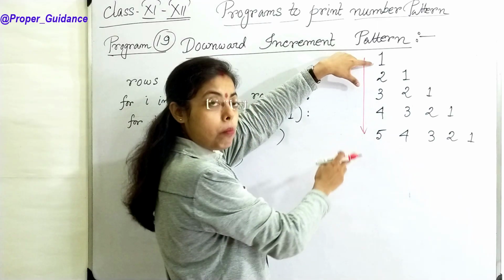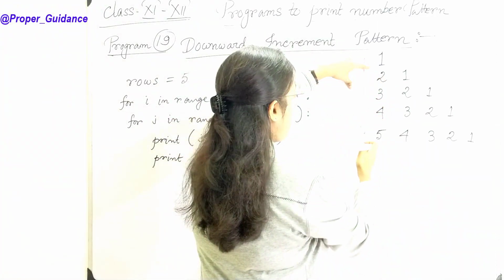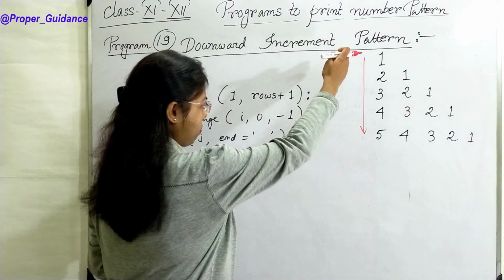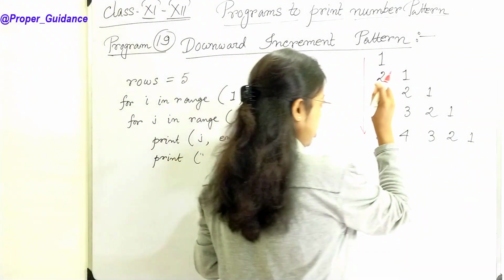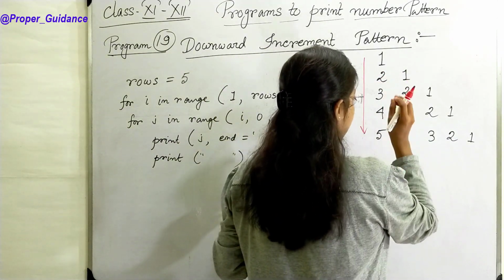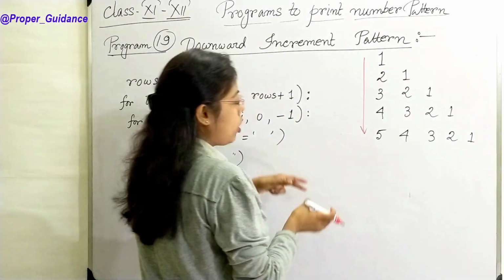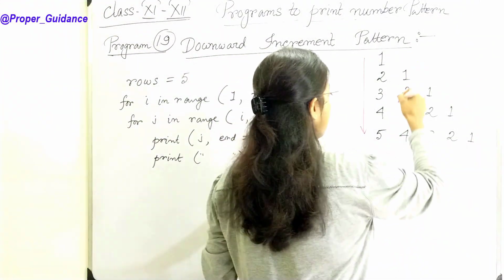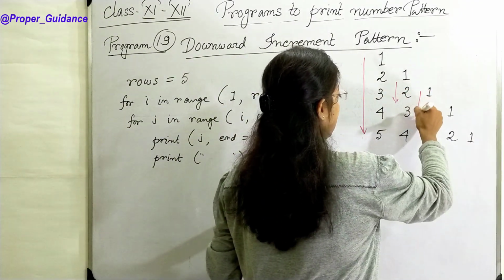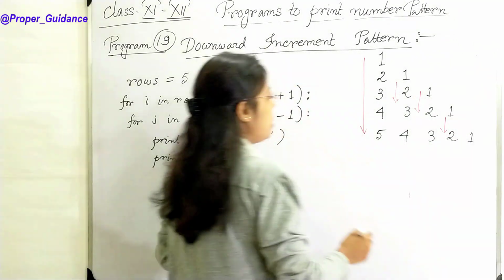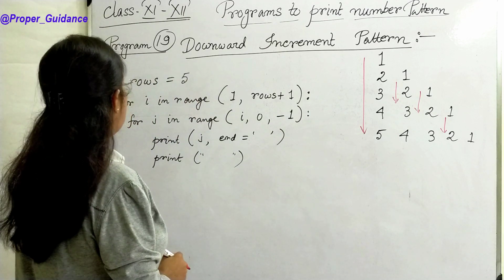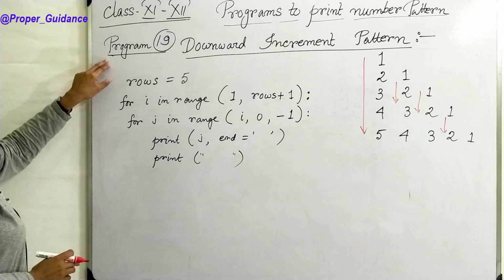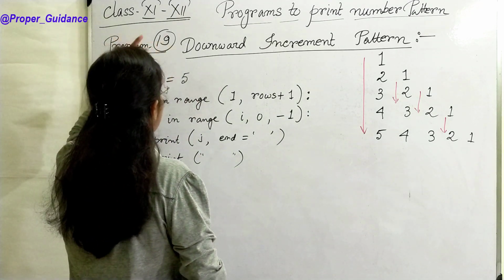See, in the first column, the numbers are incremented 1, 2, 3, 4 and 5 in the downward direction. And for each and every row, each and every column, when we go, we see that it just decreases in this manner, in the downward direction. So let's start today's program number 19.